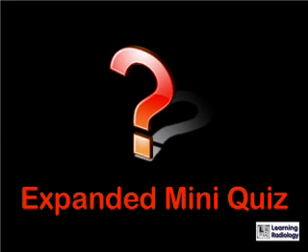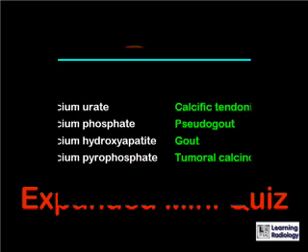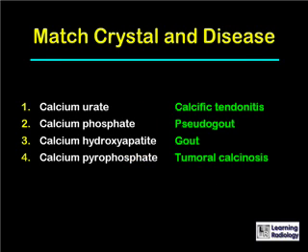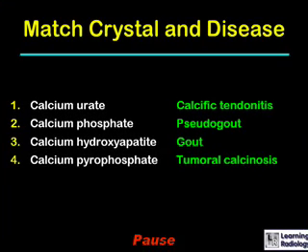Now it's time for your expanded mini quiz. First question is to mix and match these crystals with these diseases with which they are associated. The crystals are calcium urate, calcium phosphate, calcium hydroxyapatite, calcium pyrophosphate, and the diseases are calcific tendinitis, pseudogout, gout, and tumoral calcinosis. Pause your computer or MP3 player and then resume playing when you think you have the answer.